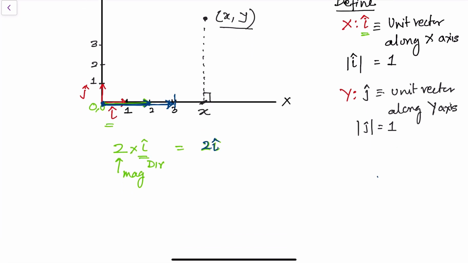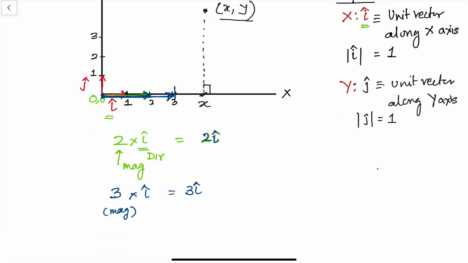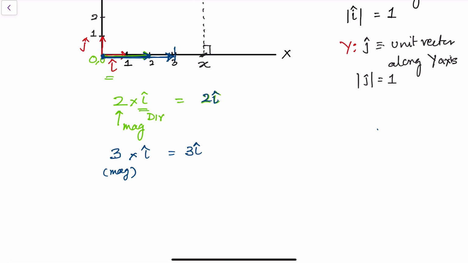3 into I cap. Yes, so magnitude part you can see is 3 and I want it along the positive x-axis, so I will multiply by I cap. Okay, so if I multiply by I cap, I will get 3 times I cap. Remember this I cap, j cap I have right now shown is towards the positive side. If you have to show it on the negative side, they will become minus I cap, minus j cap. Okay, I'll show it in a while. Now this is 3 I cap.